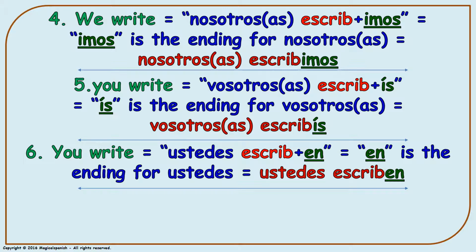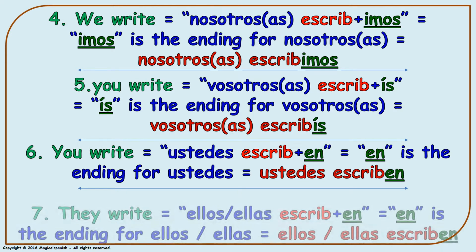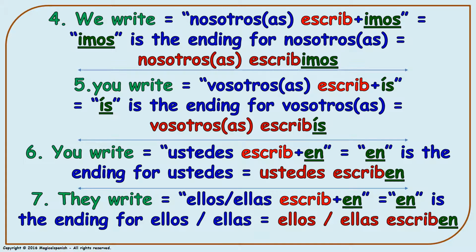6. You write. Ustedes escriben. EN is the ending for ustedes. And finally we have number 7. They write. Ellos, ellas escriben. EN is the ending for ellos or ellas.